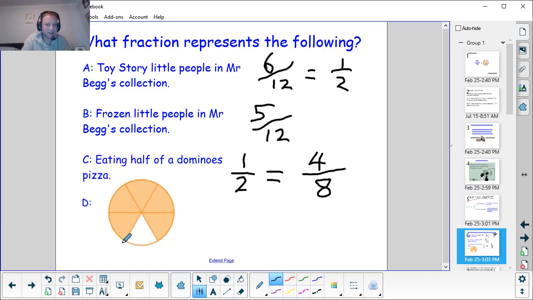Then the last one, you might get a few questions that kind of look like this. What fraction of this shape is shaded in? To find the denominator, you should just count how many pieces go all the way around. So there's 1, 2, 3, 4, 5, 6.